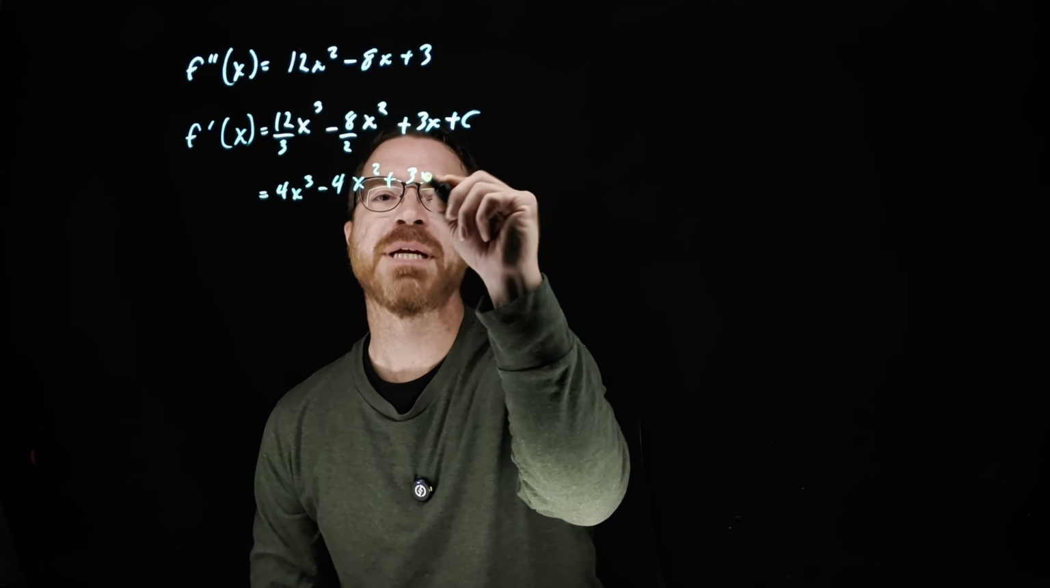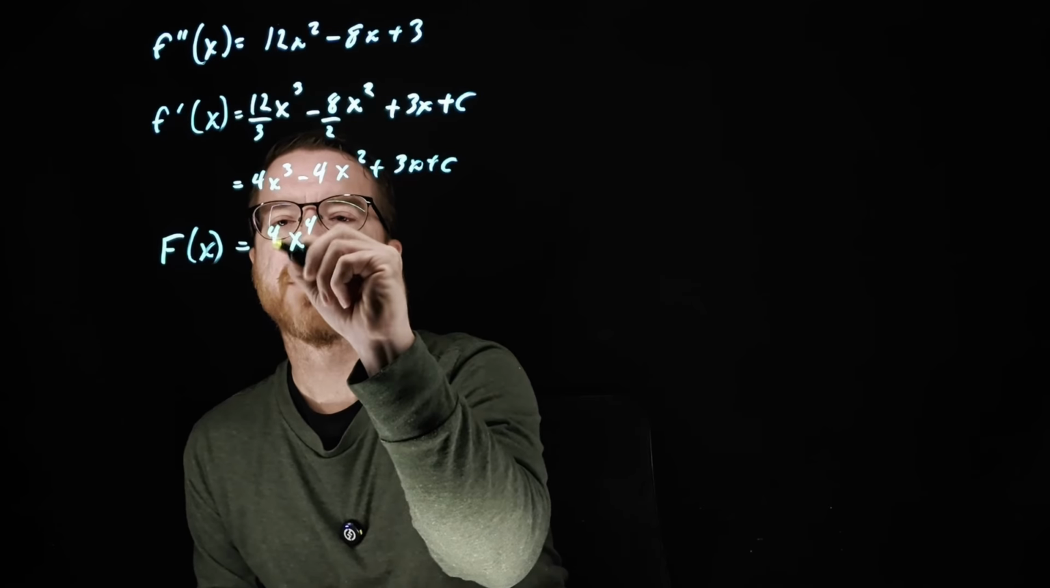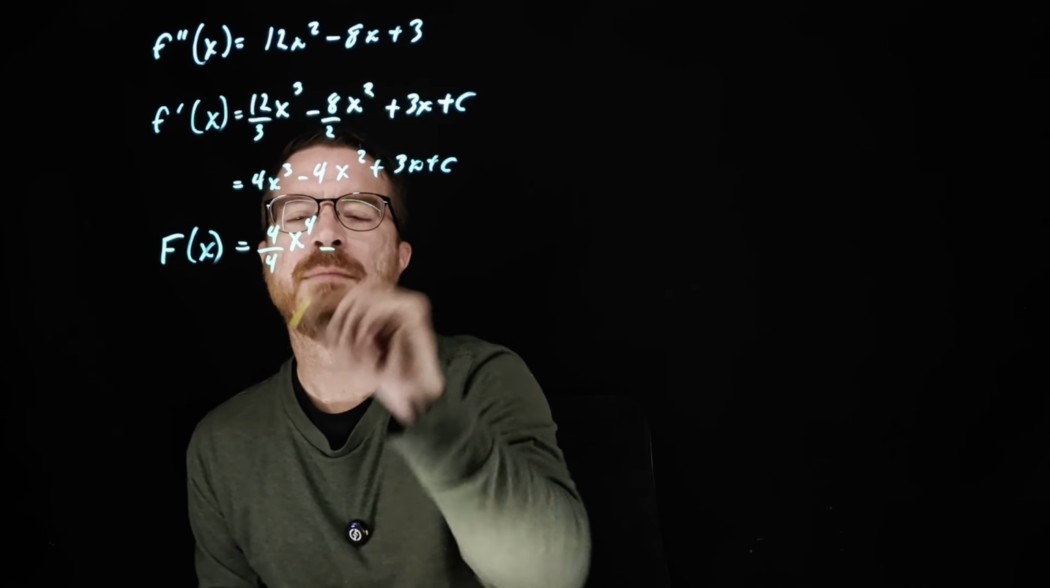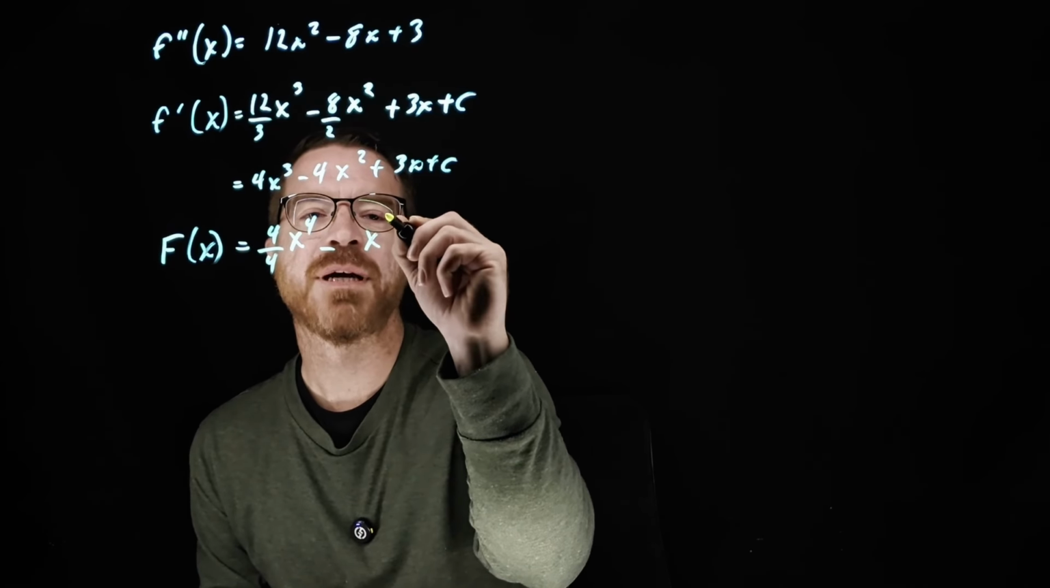Now we're going to take the antiderivative of f prime to get our actual function f of x. So in this case, we have 4x cubed. So this x is going to become x to the fourth power. So we're going to get 4 over 4, minus this x is going to become x cubed.